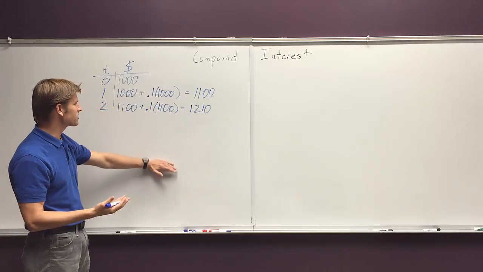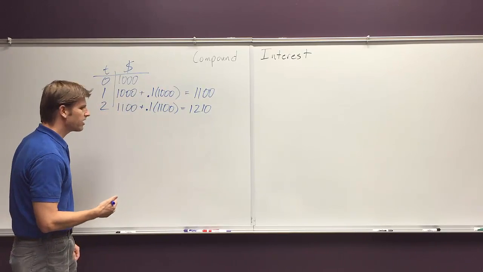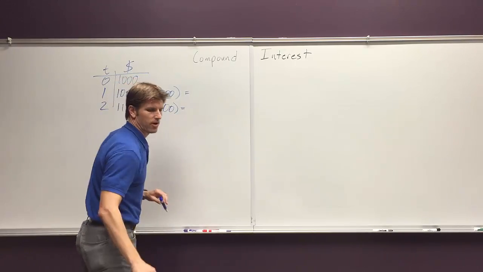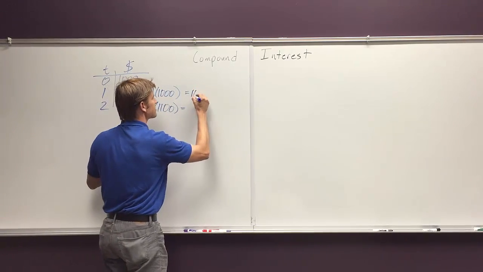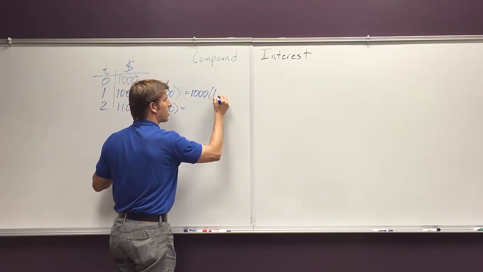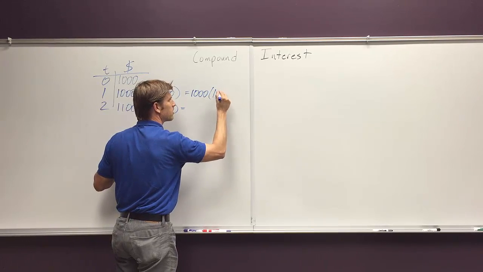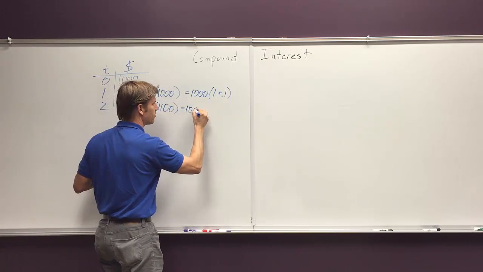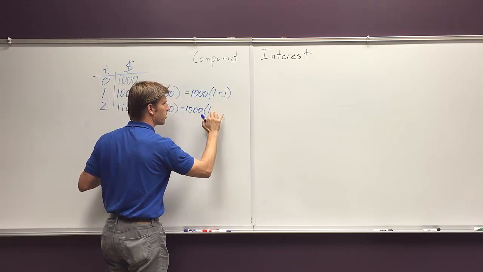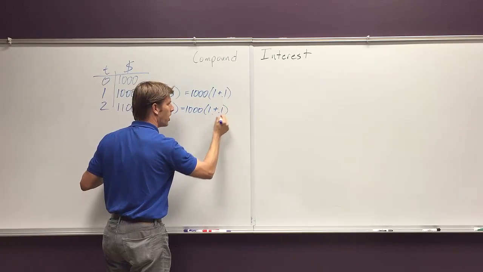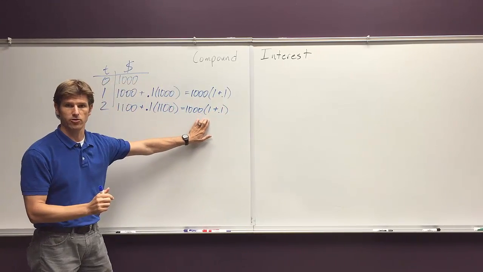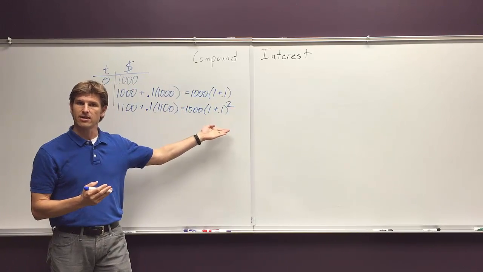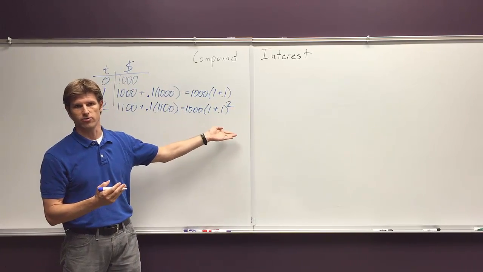And this is an interesting phenomenon over time, but notice what happens if we write it the way we were talking about up here. You can write this as 1,000 times 1 plus 0.1. That'll get you your 1,100. And then multiply it by that again. That'll get you your 1,210.